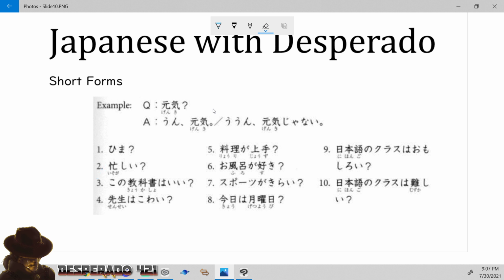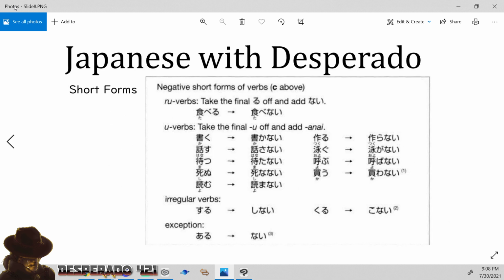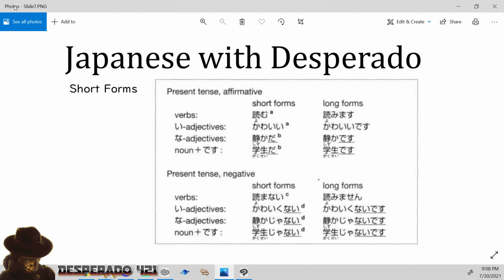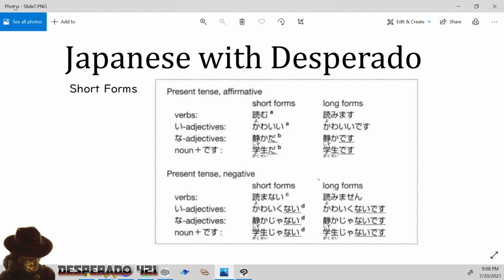What is it? Isoga. What's the rule on this one? I forget. Okay, we'll go back a second here. Isogashi. Isogashi kunai. Isogashi kunai would be the answer. Very good.